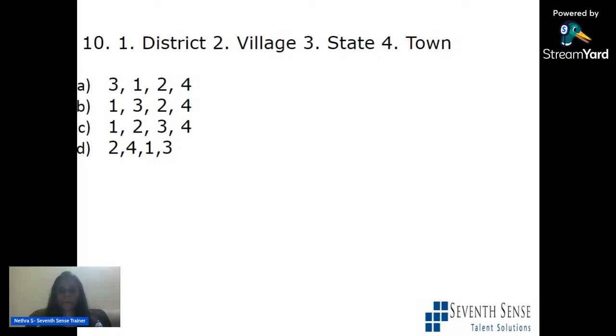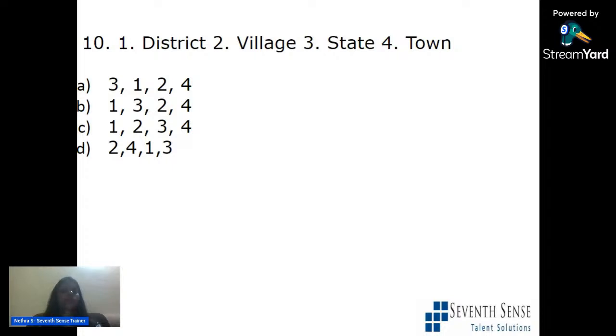Okay. So we'll see the correct answer with the proper explanation. Here some members selected option A, option D. First we'll go with option C, 1, 2, 3, 4. So first district, followed by village, followed by state, followed by town, which is not possible.